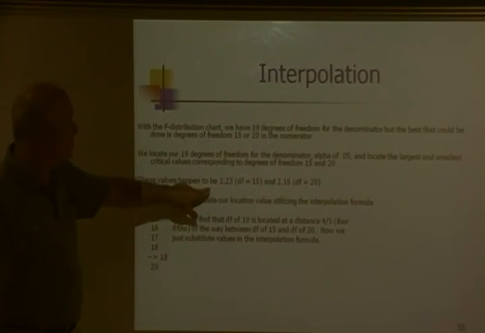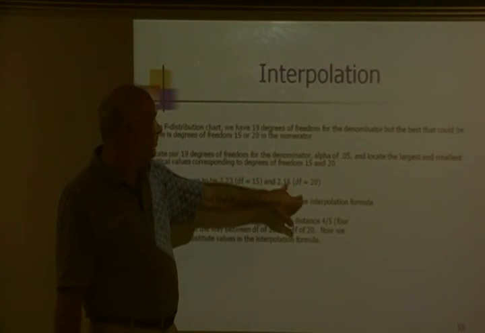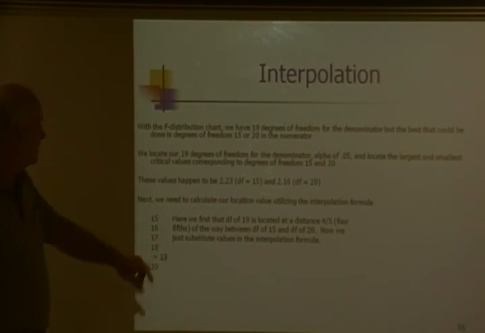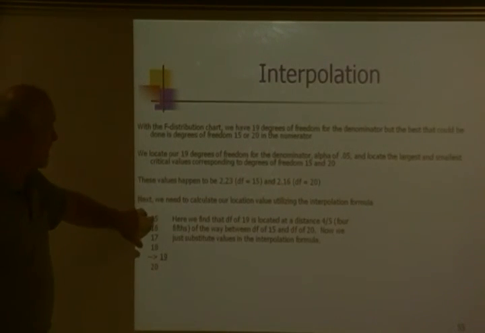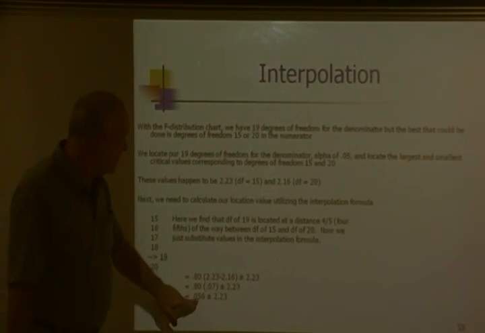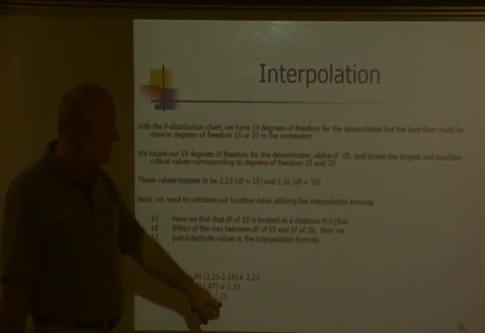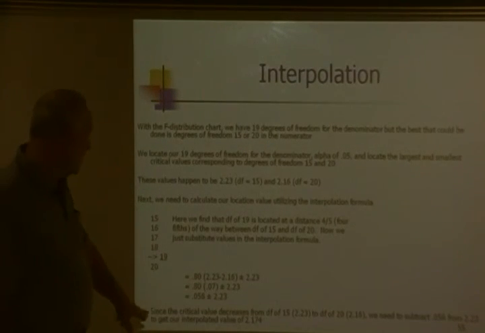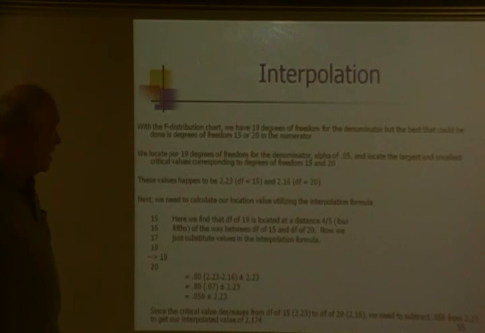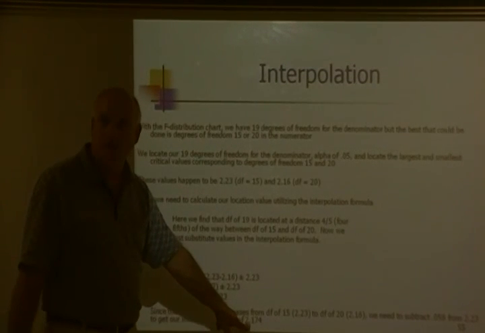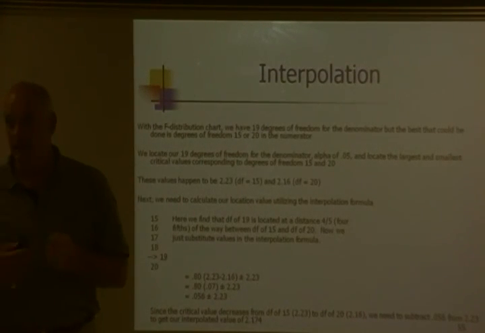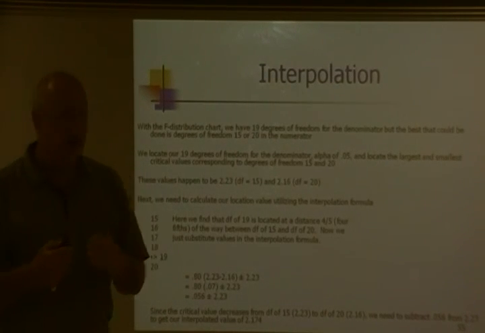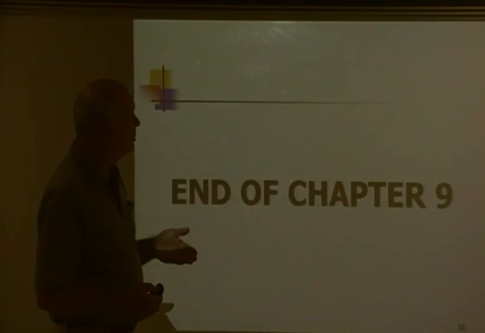The critical value at degrees of freedom 15 is going to be 2.23. The critical value at degrees of freedom 20 is going to be 2.16. And so our interpolated value is going to be 0.056 plus or minus the 2.23, which gives us the interpolated value of 2.174. So by doing that, what you've done is now more precisely identify the critical value instead of taking the larger of the two critical values.